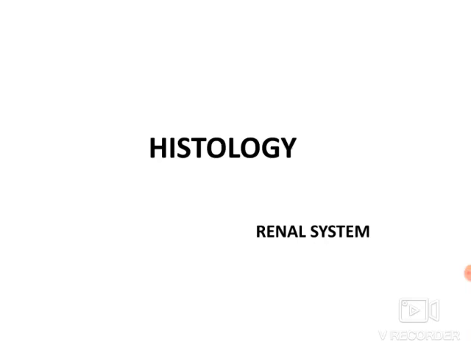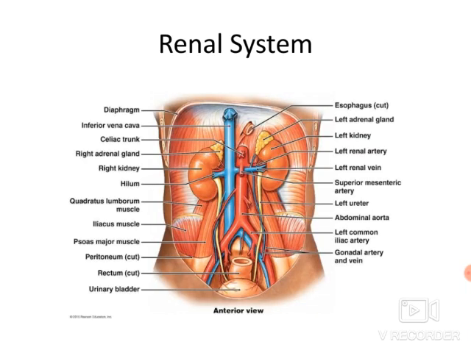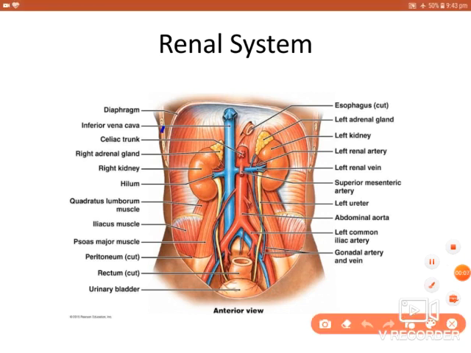Hello everyone, here I'll discuss the histology of the renal system. So here what you're seeing is the posterior abdominal wall, this is the upper part, this one is the diaphragm, this is the anterior view. Here you can see the posterior abdominal wall muscles.